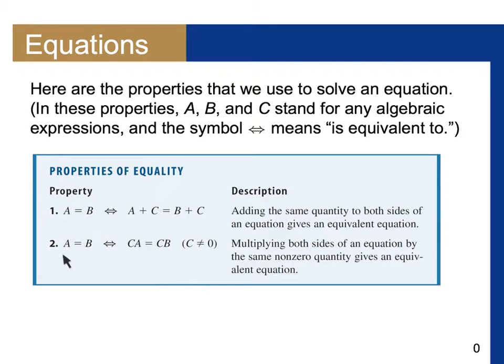When we have two expressions that are equal, we have an equation, and we can multiply the same thing on both sides. C times A equals C times B, as long as C is not equal to 0. Multiplying both sides of an equation by the same non-zero quantity gives an equivalent equation. That means we could also divide on both sides, because division is just the opposite of multiplication. Multiplying by 2 on both sides is the same as dividing by 1/2. So we can add or subtract on both sides, and we can multiply or divide on both sides, as long as it's not 0.